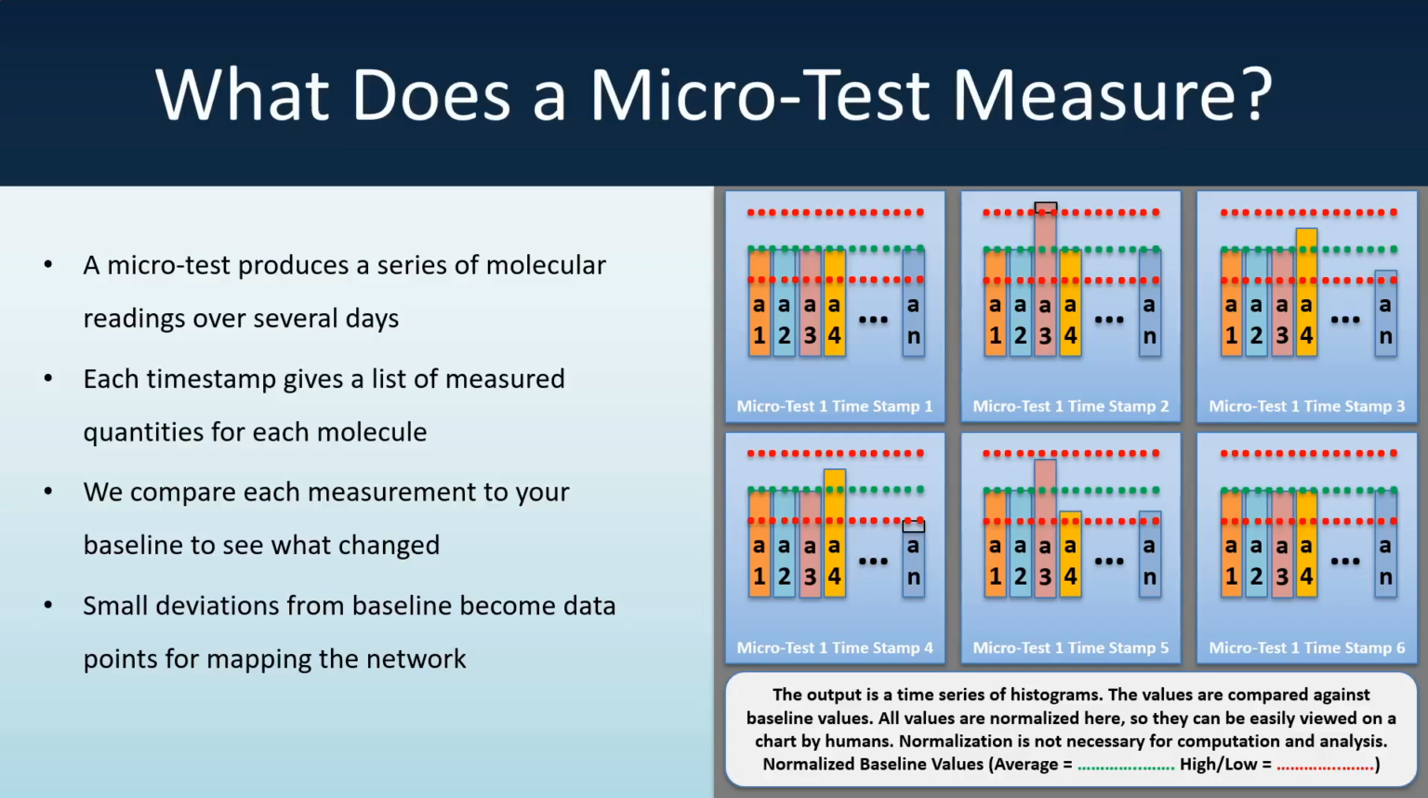Each timestamp gives us a histogram, a list of numerical values showing the levels of hundreds of thousands of volatile molecules at that moment. But for our purposes, we're only interested in the changes caused by the microtest. To see what shifted, we compare each histogram to your baseline, the normal pattern your body produces when no testing is taking place. Most values rise and fall within their usual range, but a microtest creates a few small deviations from those baseline curves. Those deviations become the data points we use to start mapping the network.